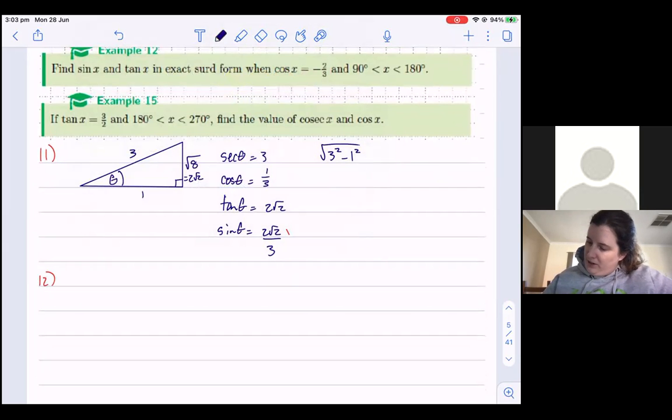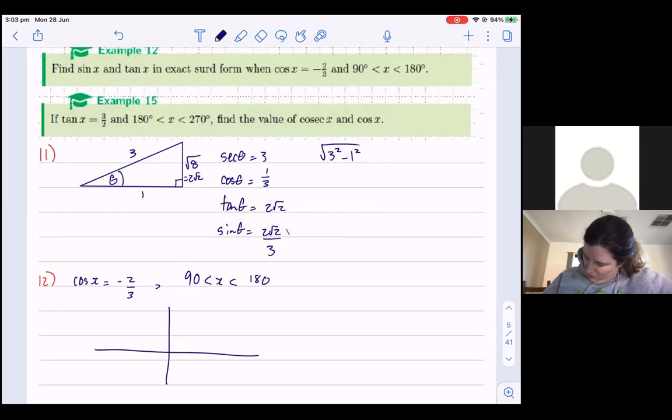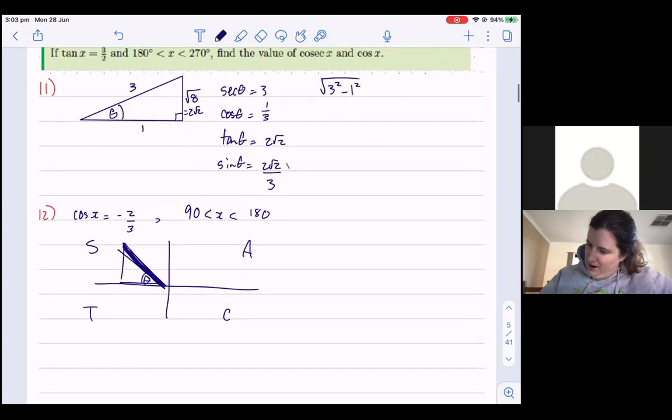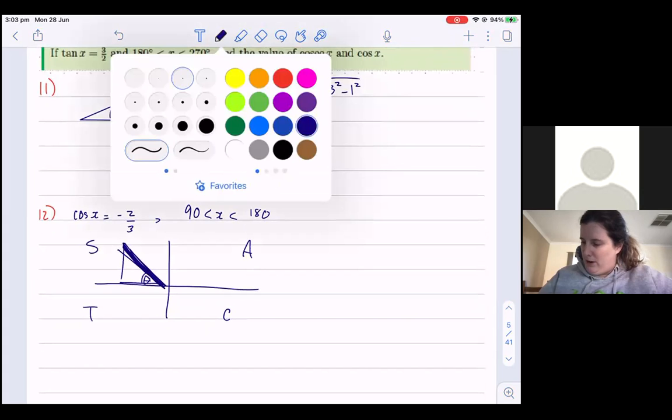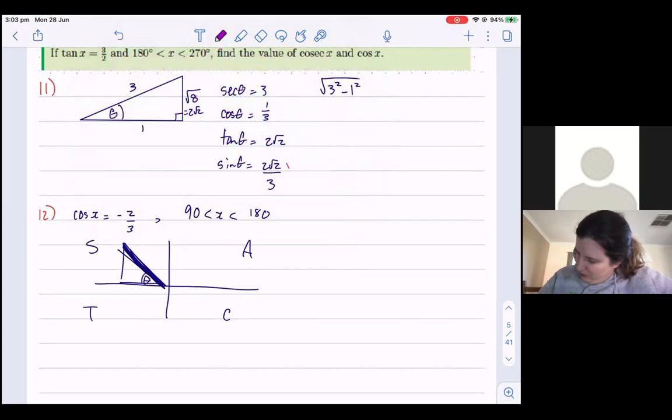They said cos x is negative 2/3. And we're between 90 and 180, which essentially means that we're here. So this is the triangle we're looking at. Now that we know which area we're in, we're going to ignore the negative. Now cos is 2 on 3.